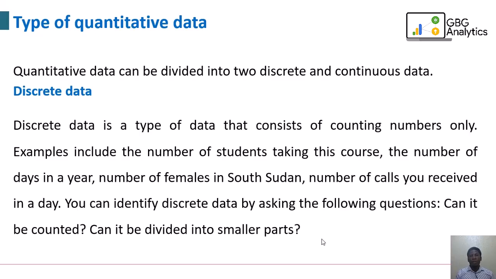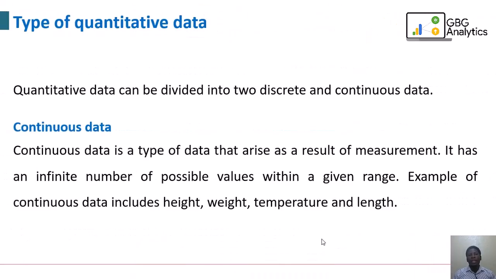The first week may be 5, the second week may be 9, and so on and so forth. Another type of quantitative data is what we call continuous data. This is the type of data that arises as a result of measurement, which means that they come when you measure it. For example, height. To be able to determine your height, you have to measure your height, maybe using tape rule.